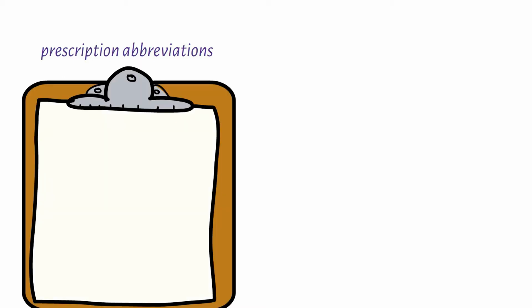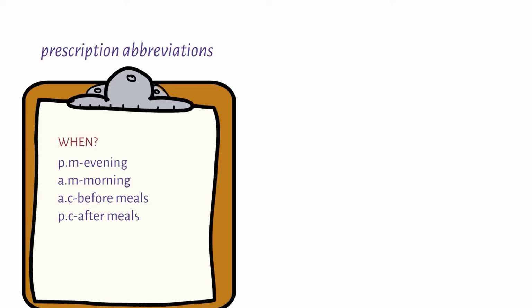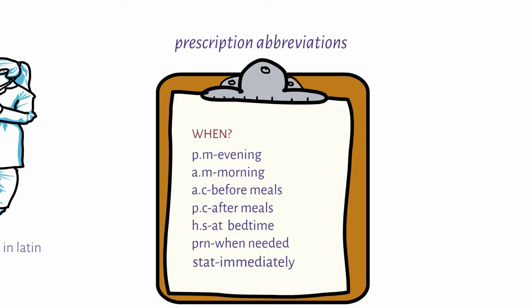First, we'll talk about when to take the drug. When the prescription is written PM, it means evening. AM means morning. AC means before meals. And PC means after meals. HS means at bedtime. And PRN means when needed. This mainly applies to inhalers.